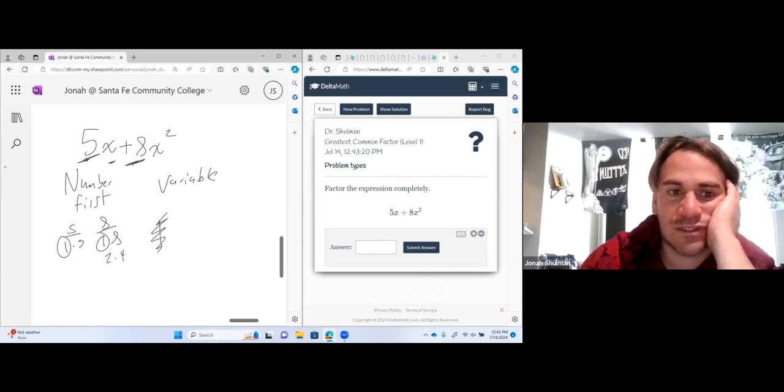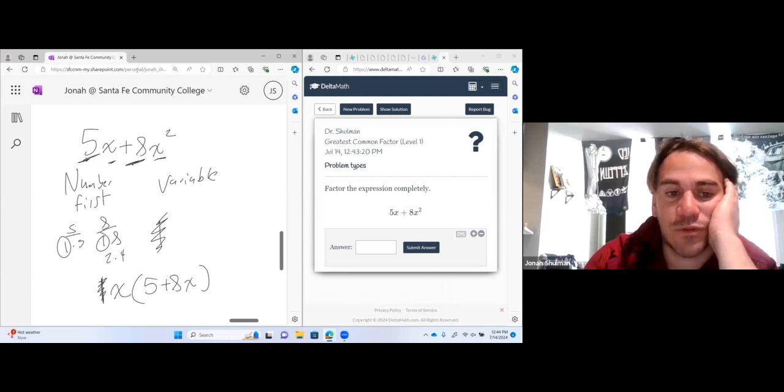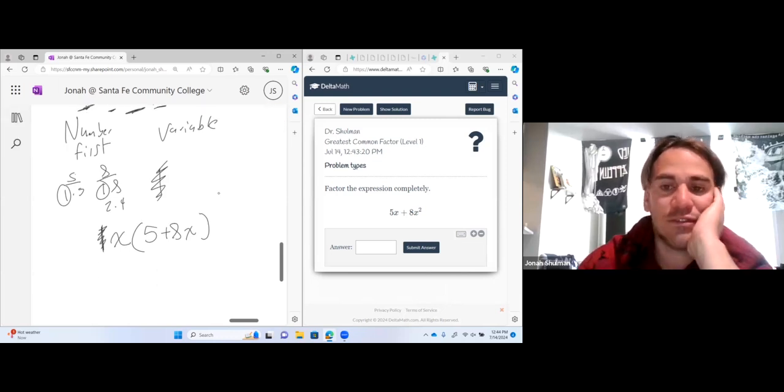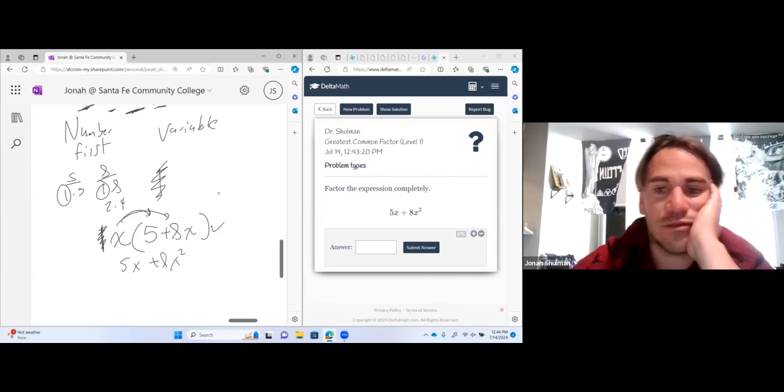So what matches on these? Well, this has an x and this is an x squared, so I can pull out an x. So 5 plus 8x. You could pretend there's a 1 there if you want, but we don't really need it. And then you could just check by multiplying it. This is how you can factor: 5x plus 8x squared. We did it.